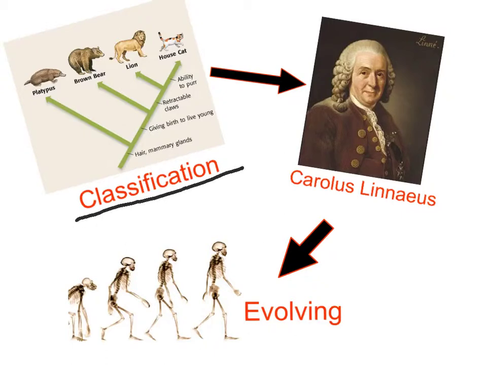Classification is putting things in orderly groups based on similar characteristics. It's a system to help keep track of and organize all living things. So we're dealing with classification. Classification of living things makes it easier for biologists as well as taxonomists to answer many important questions.